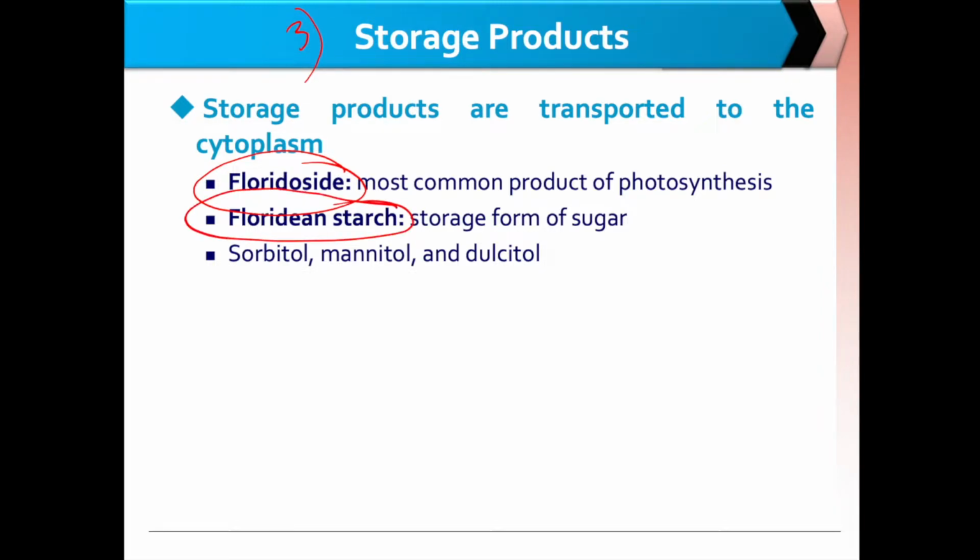So this is the most common naman na form of storage sugar inside the cytosol or the cytoplasm of your organism. So, fluoridoside, kapag tinransport, papunta sa cytosol, Floridian starch na. And meron din silang other sugar forms. But usually, itong mga sugar forms na to is yung tinatawag nating sugar alcohol. So, your sugar alcohol comes in the form of sorbitol, mannitol, and dulcitol.